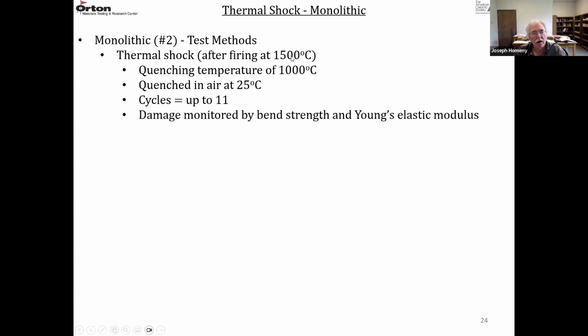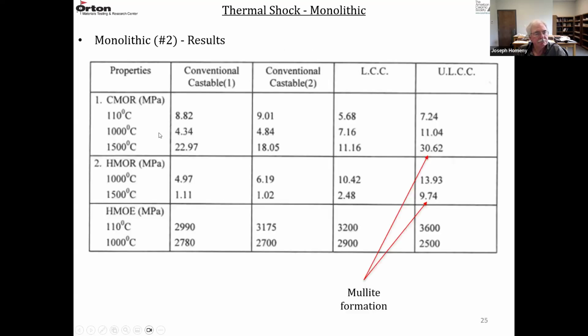So the thermal shock after firing at 1,500 degrees C was done at 1,000 degrees C, and it was quenched in air at 25 degrees C. So from 1,000 degrees C down to 25. And they ran cycles up to 11, usually 9 to 11. It just depended on how well the material performed. And they monitored the damage by both bend strength and Young's elastic modulus. So this is cold MOR, hot MOR, and hot modulus of elasticity.